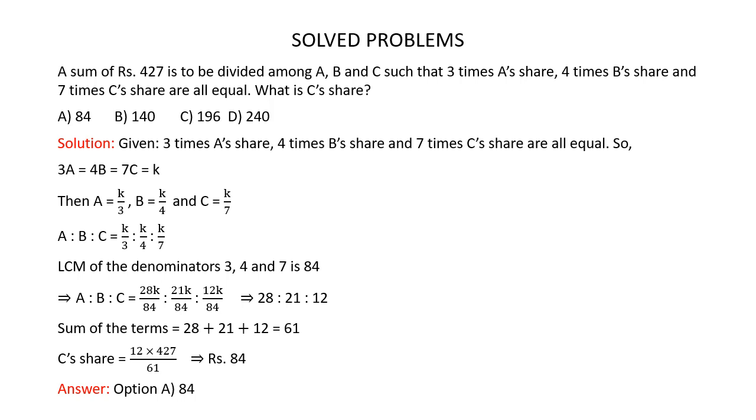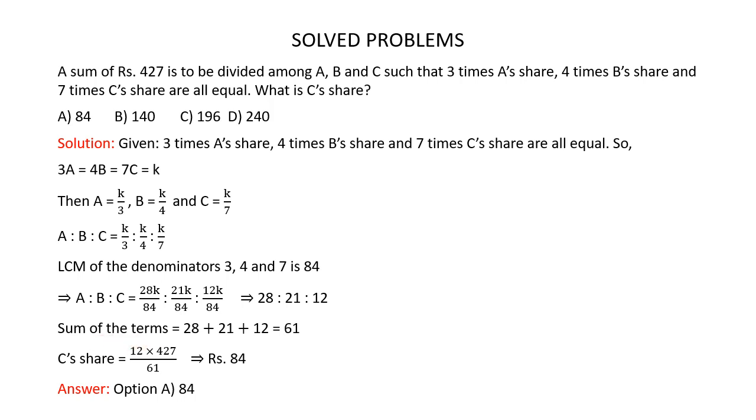Now we get A is to B is to C is equal to 28K divided by 84 is to 21K divided by 84 is to 12K divided by 84. Since all the three denominators are same, you can cancel them out. You can cancel out the K's also here. And you're left with 28 is to 21 is to 12. So A is to B is to C is 28 is to 21 is to 12.